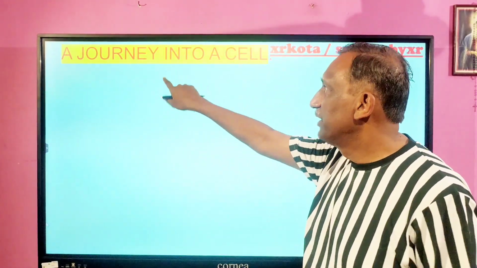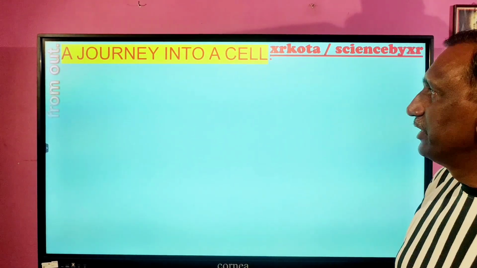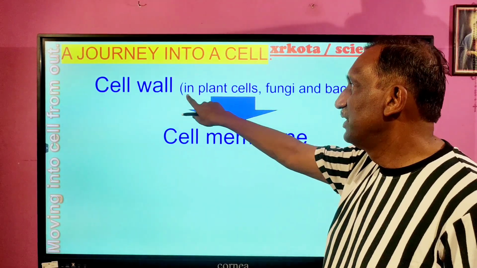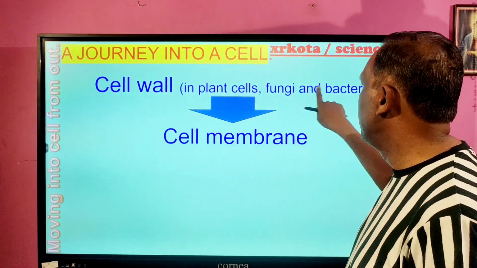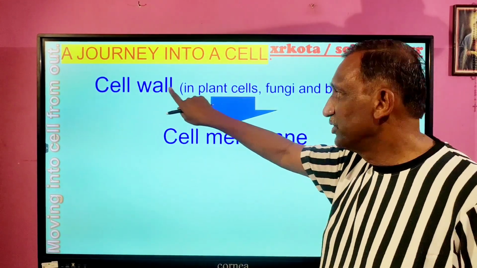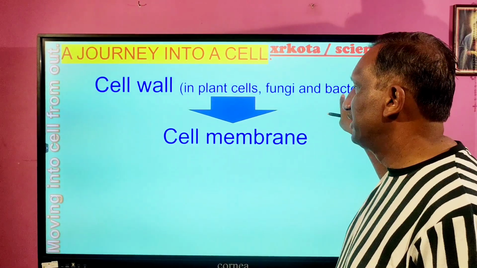So here we are taking a journey into a cell. If we enter from outside into the cell, what will we come across? The first thing we'll come across is the cell wall. Cell wall is found in plant cells, in fungi and in bacteria. Remember, cell wall is not found in all organisms, it is found only in plants, fungi and bacteria.